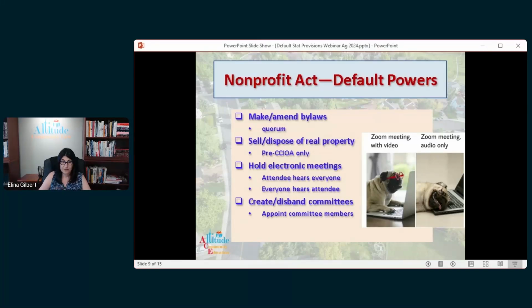Because what the nonprofit act says is you have to have a specific prohibition in the bylaws from having the board amend. So when it says these bylaws may be amended by the owners, there's nothing in there expressly prohibiting the board from amending. So what would be an express prohibition?